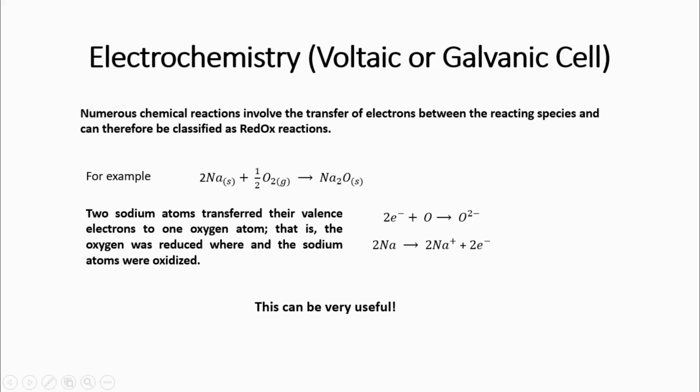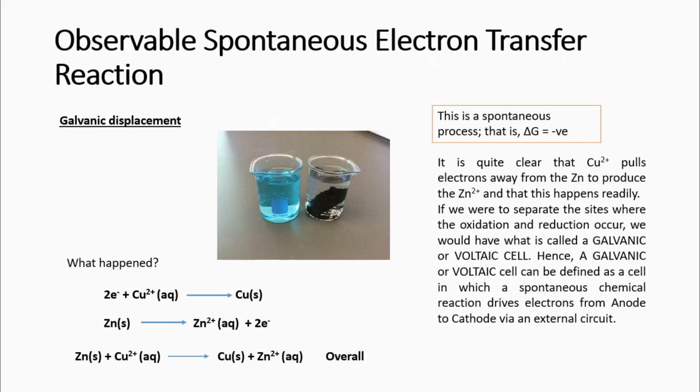And that is how sodium oxide, that white powder, is formed. Now, this can be very, very useful, as we will mention now, in terms of observing electrochemical processes. You have seen this before.